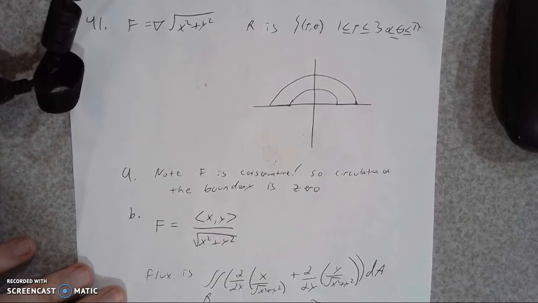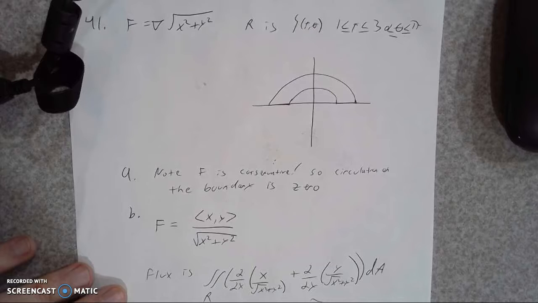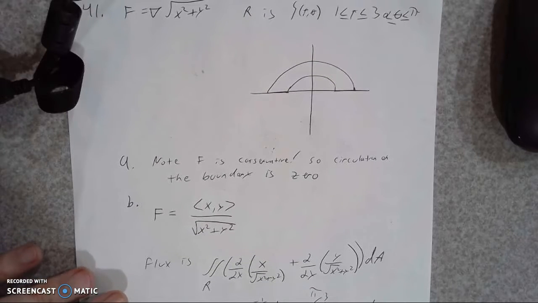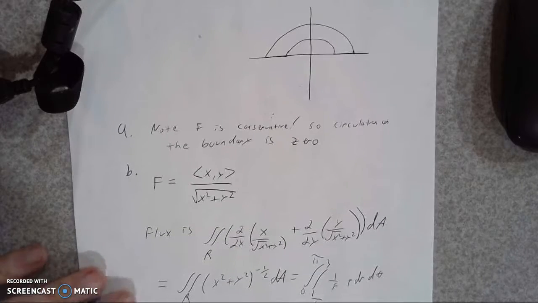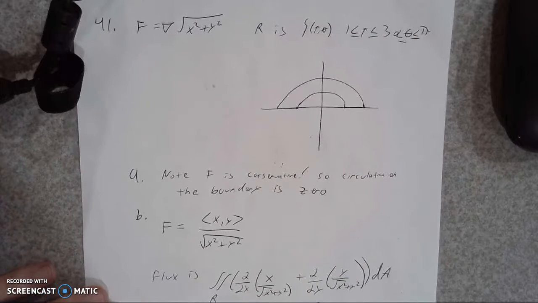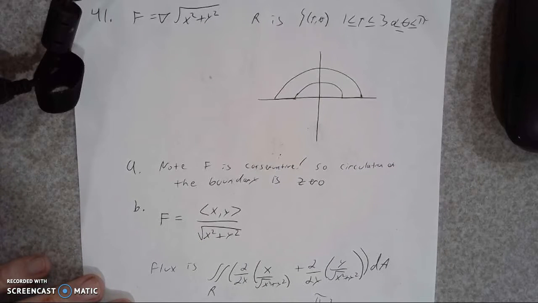Note this field is conservative. How do I know? Because it's defined as the gradient of this function, so the circulation on the boundary is 0. Done. For the flux, we have a little work to do. Specifically, this field is x y over the square root of x squared plus y squared when you take the gradient.